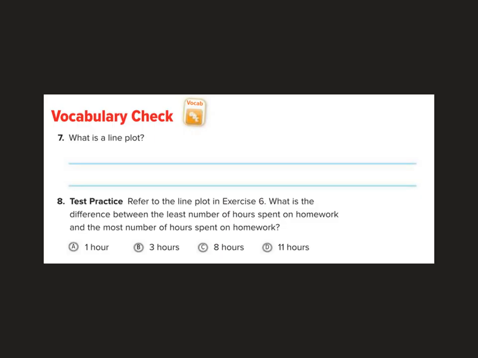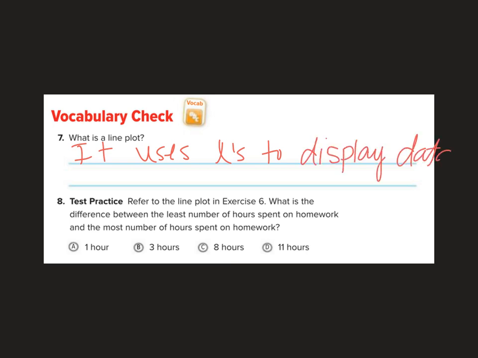What is a line plot? It uses x's to display data, which is just numbers, right, on a number line.